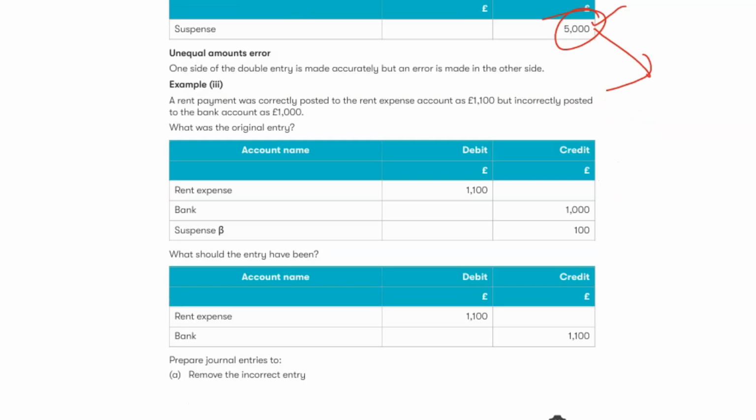Another unequal amount. It says rent payment was correctly posted in the rent account, 1100.